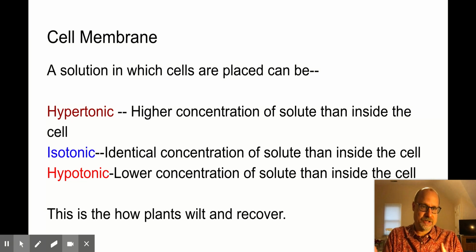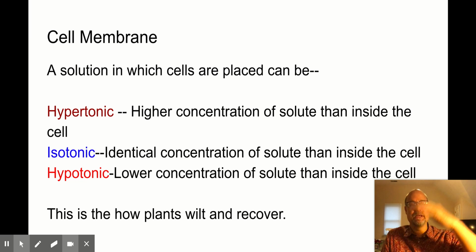This way of doing things is part of what happens when a plant has run out of water and is starting to wilt, and you water the ground around it. What's actually happening is that now the ground has become a hypotonic solution in relation to the inside of the roots, so the water starts flowing into the roots and the plant begins to recover.